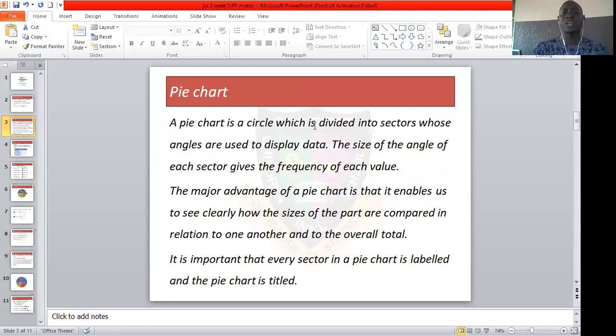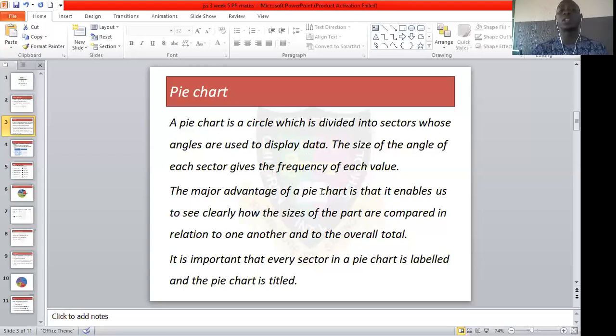So a pie chart is a circle which is divided into sectors whose angles are used to present data. Use a pie chart to present data in a circular form, where all the data are divided in proportion into sectors. The size of the angle of each sector gives the frequency of each value. How big the sector is determines the frequency.